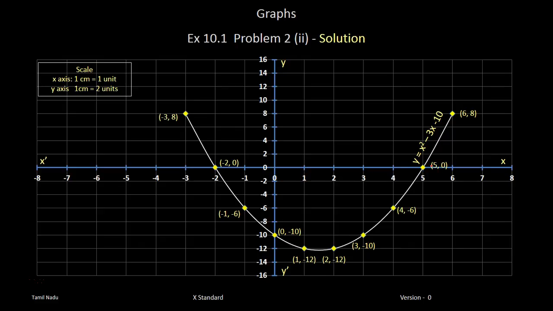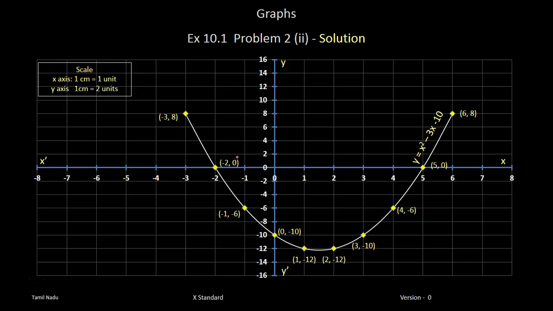So let's look at the graph. We have points marked. We have the x-axis, y-axis, labeled, and we have written the units along the x-axis, y-axis. We have plotted the points and we have connected them with a smooth curve. We have written the scale and we have also written the function.